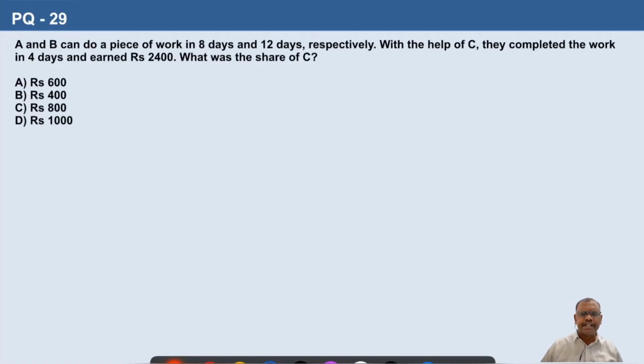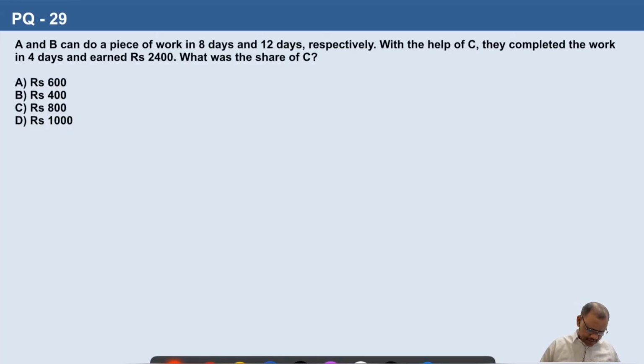Question number 29. A and B can do a piece of work in 8 days and 12 days respectively. With the help of C, they completed the work in 4 days and earned rupees 2,400. What was the share of C?